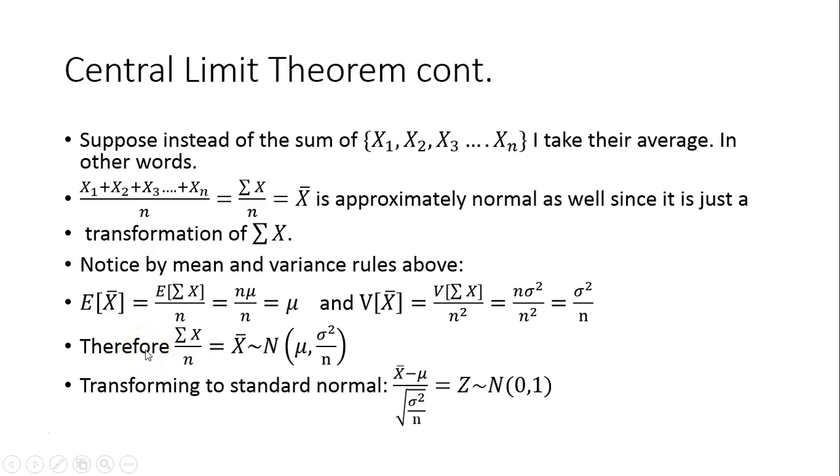Therefore, the sum of the x's divided by n, again x bar, is normally distributed with a mean of mu and a variance of sigma squared over n. Transforming to a standard normal, again, I subtract the mean and divide by the standard deviation, and I get a normal, which is z. Like this.